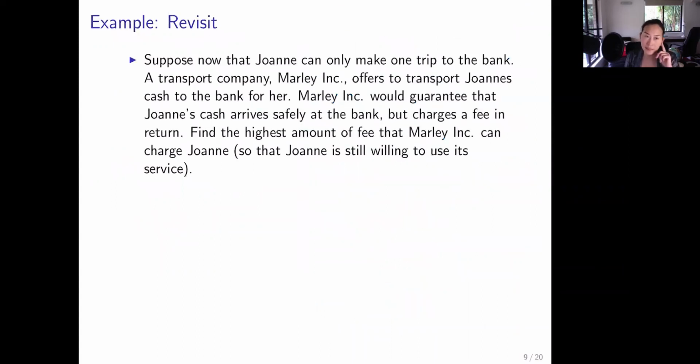Now again, let's change the question a little bit. Suppose now that Joanne can only make 1 trip to the bank, okay? And we have a transport company, Mali Inc., offers to transport Joanne's cash to the bank for her. Mali Inc. would guarantee that Joanne's cash arrives safely at the bank, but charges a fee in return. Find the highest amount of fee that Mali Inc. can charge Joanne.